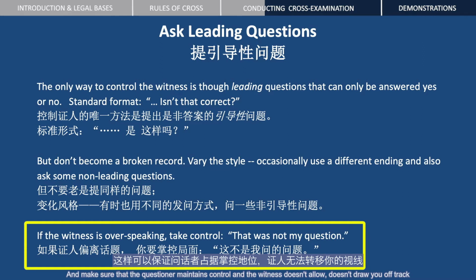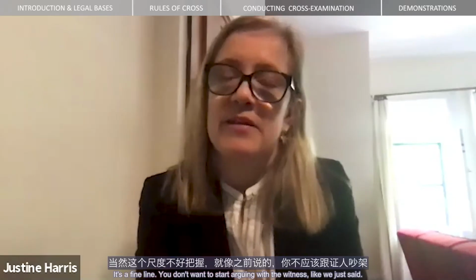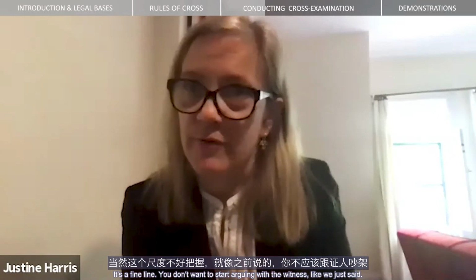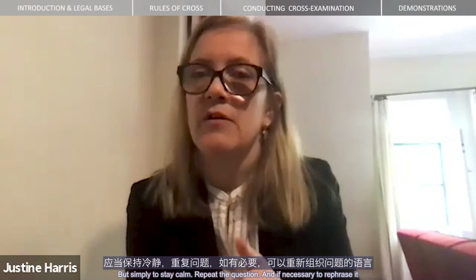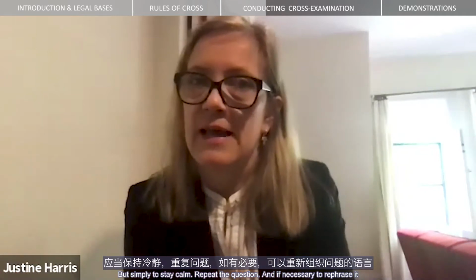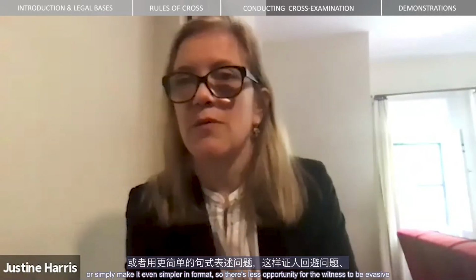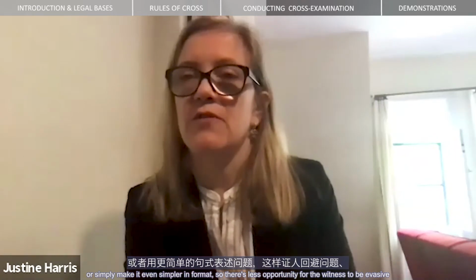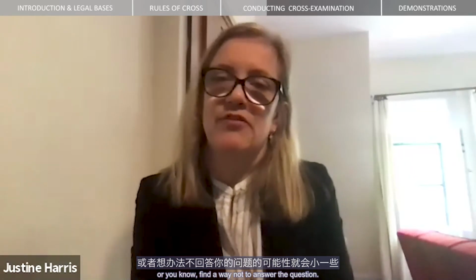draw you off track or distract you from what the central issues are. It's a fine line. You don't want to start arguing with the witness, like we just said, but simply to stay calm, repeat the question, and if necessary, rephrase it or simply make it even simpler in format so there's less opportunity for the witness to be evasive or find a way not to answer the question.